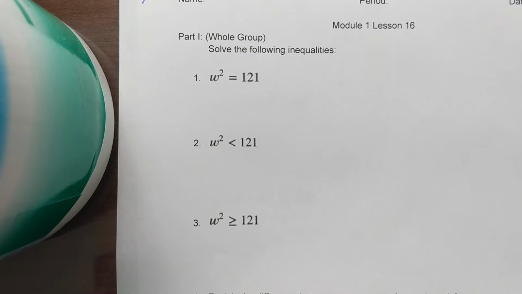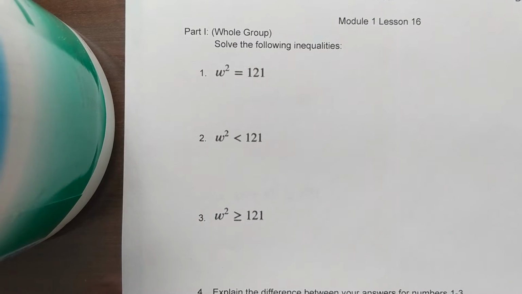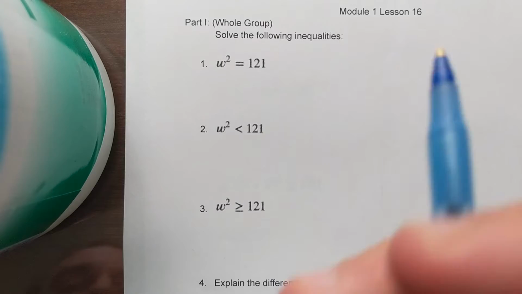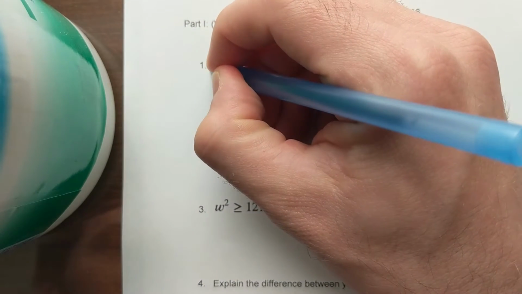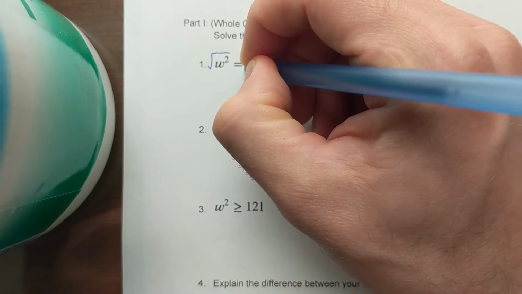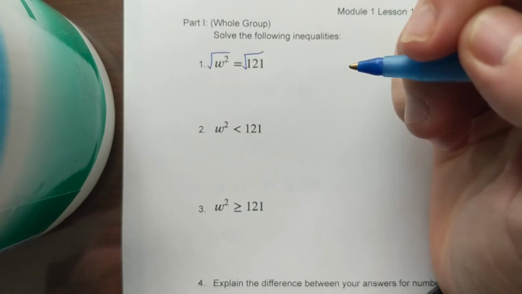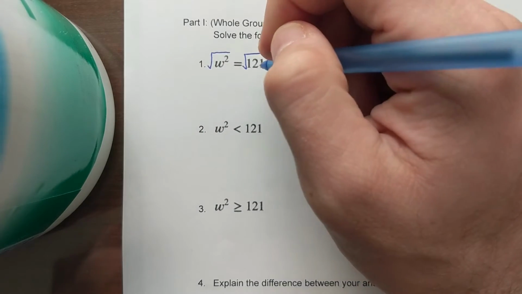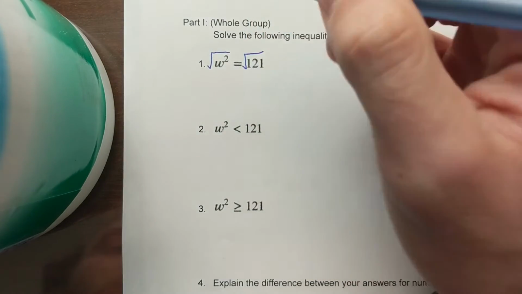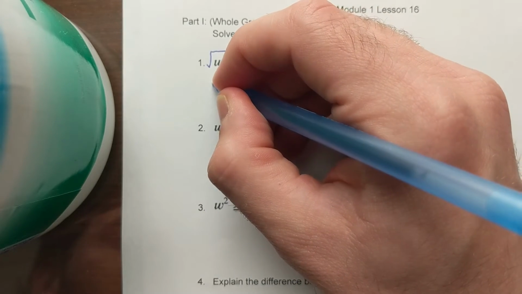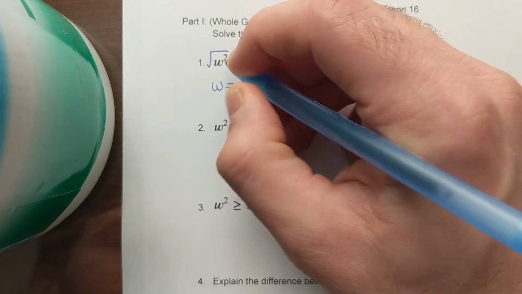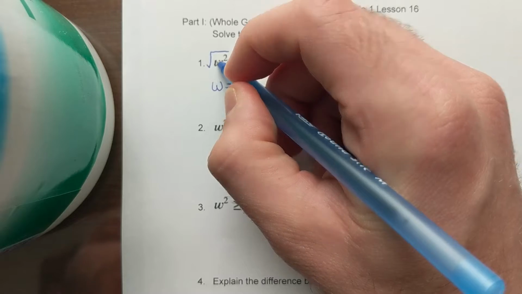If you have w squared equals 121, the way to undo a power is to take a root. So the second power, you would take the square root, which means, again, what number times itself could give you the other number. So 121, what number times itself could give you 121? So w times w gives me w squared.